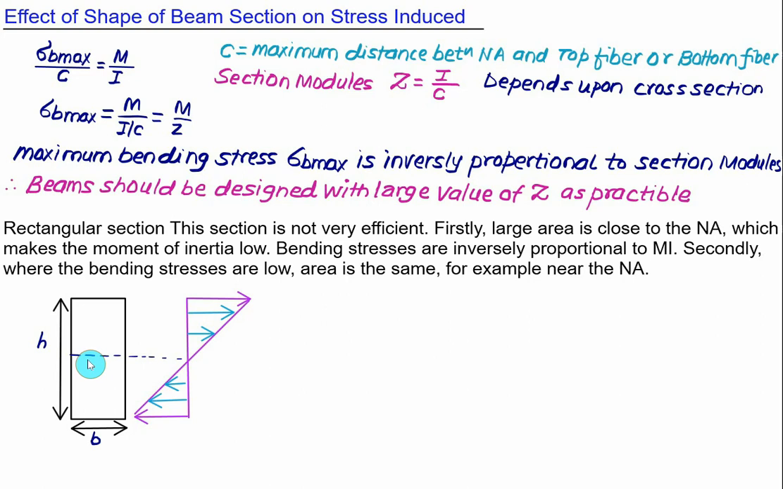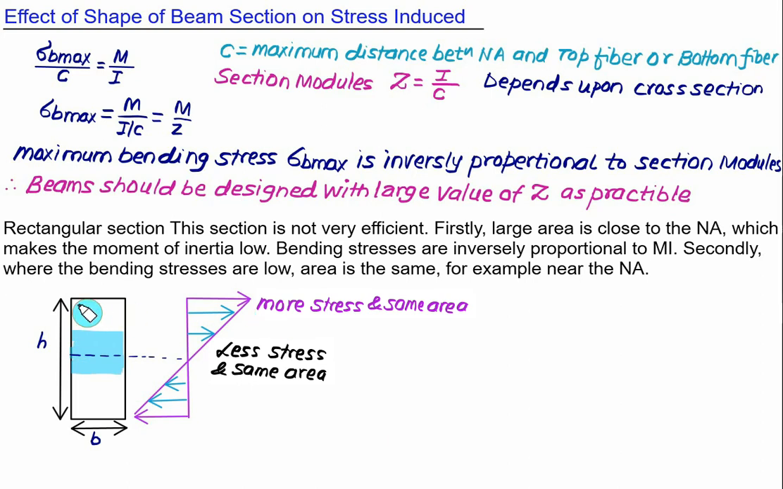And at this point here, we'll find that the bending stress is very low. So near this area, the neutral axis here, we have a very small distribution of bending stress. Bending stress is small, even though the cross section is very large. And where we have a maximum value of the bending stress, at that time also we have the same area. So this is not a good distribution of area over the stress.